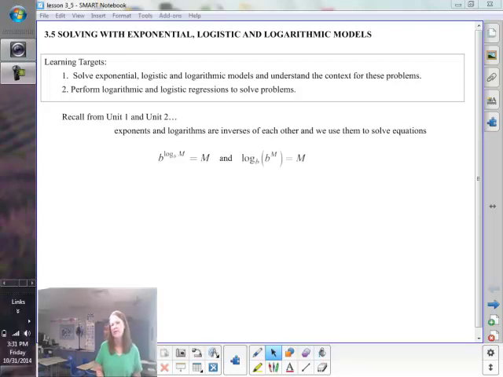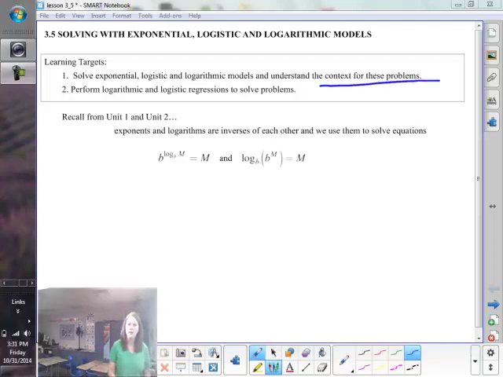Now we covered lesson 3.5 a couple of units ago and we focused only on solving things. And the things that we were solving were exponential and logarithmic equations. So we are back to solving exponential and logarithmic equations, only this time we're doing it in the context of some word problems, okay? And understanding what do these answers really mean and do they really make sense.